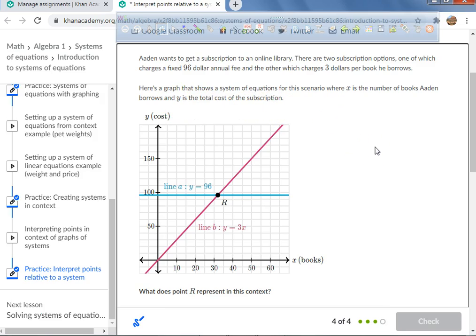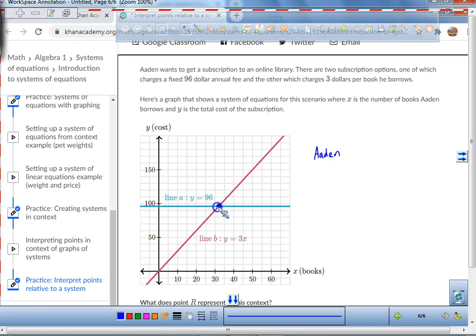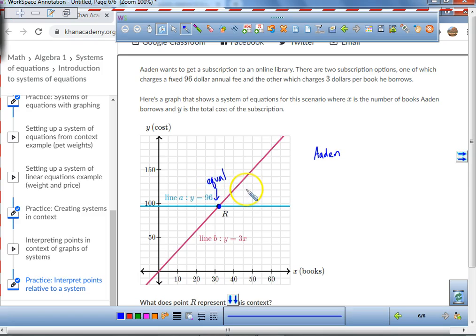So let's take a look at this one. All right? So let's say you're A. Aiden. Okay? What does this point right here represent for A. Aiden? Where these two subscriptions, what does that mean? That's where they are. What do you think? That's where they are equal. Okay, that's where they're equal. So does it matter? Does it matter which subscription place he uses if he rents that amount of books or borrows that amount of books?